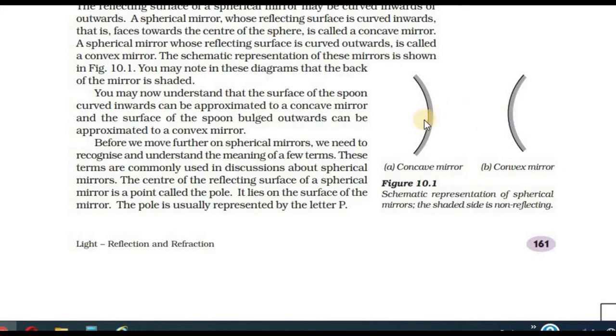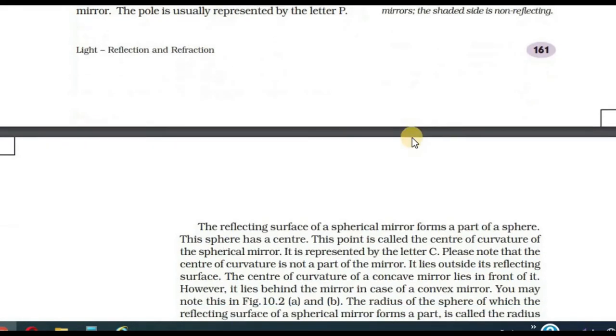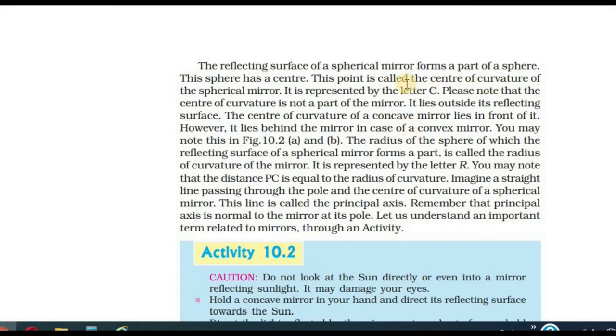What is meant by the center of curvature C? The center of curvature is represented by the capital letter C. It is the center of the sphere of which these mirrors are a part. That is called the center of curvature of a spherical mirror. The reflecting surface of a spherical mirror forms a part of a sphere. This sphere has a center. This point is called the center of curvature of the spherical mirror. It is represented by the letter C.